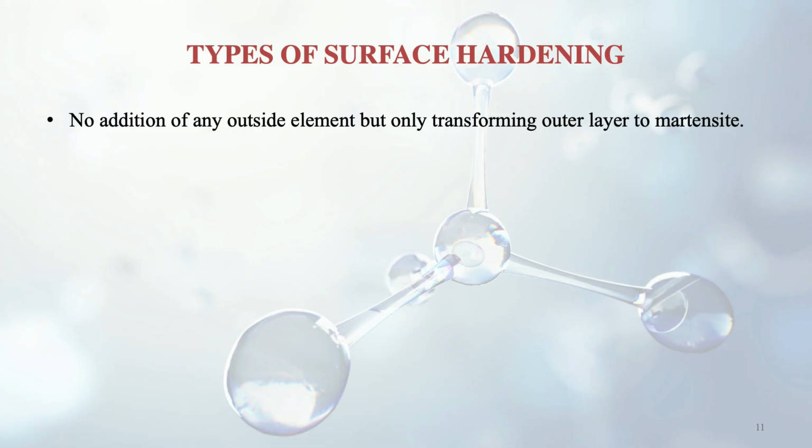There are different kinds of surface hardening also, so we discuss it here. In the first one, no addition of any outside element will take place, and only transformation of the outer layer to martensite will take place. Like we just discussed, carbon and nitrogen are added, but this will not happen in the first case. In the first case, only the transformation of the outer layer to martensite will happen, with no addition of carbon or nitrogen.